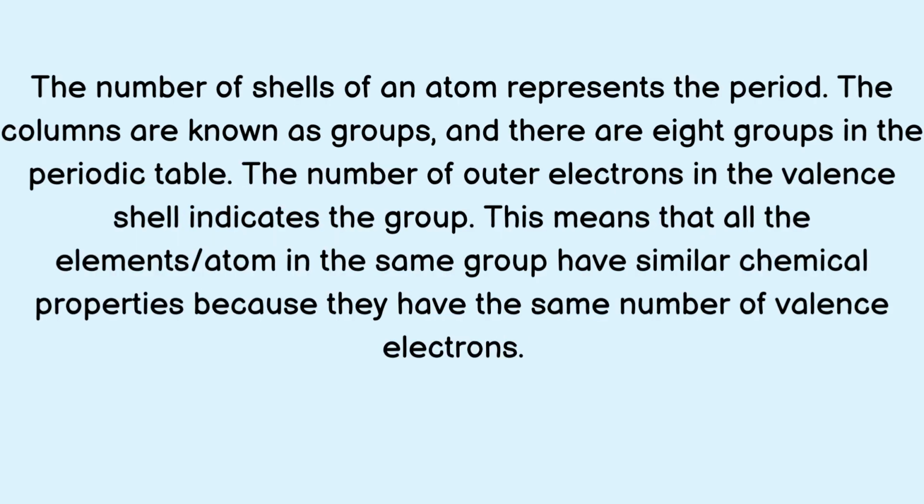The number of shells of an atom represents a period. The columns are known as groups, and there are 8 groups in the periodic table. The number of outer electrons in the valence shell indicates the group. This means that all the elements or atoms in the same group have similar chemical properties because they have the same number of valence electrons.